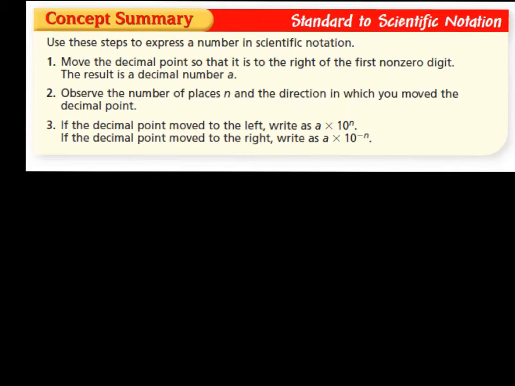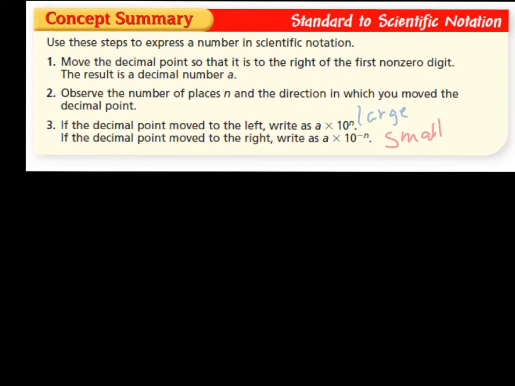Now we're going to look at how to move the other way, from standard to scientific notation. We're going to move the decimal point so it is to the right of the first non-zero digit. This will result in a decimal number a. Observe the number of places n and the direction in which you move the decimal point. If the decimal point was moved to the left, write it as a times 10 to the n. If it was moved to the right, then we're going to write it as a times 10 to the negative n. So this is a large number, and this is a small number.